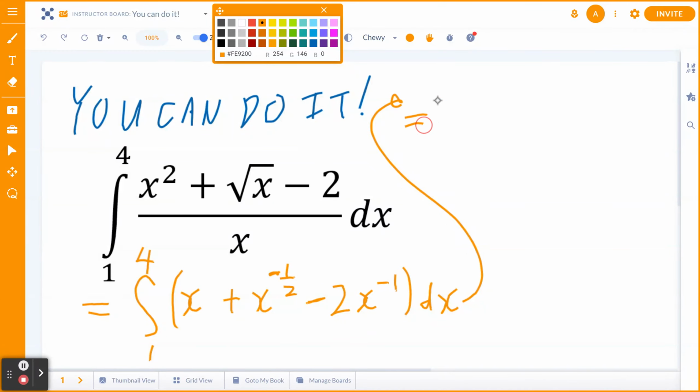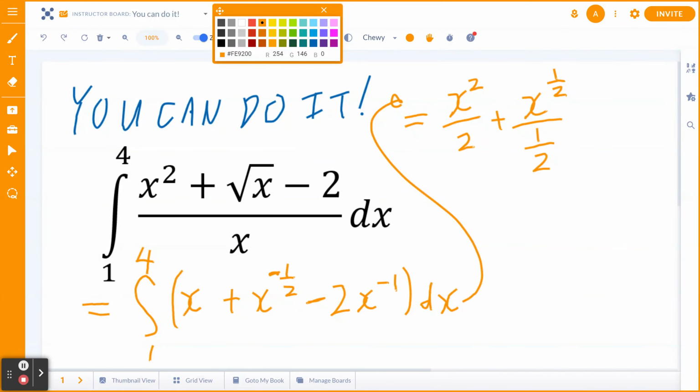When you keep going, the antiderivative of x is going to be x squared divided by 2. When you find the antiderivative of x to the power of negative half, add the exponent by 1. So in this case, negative half plus 1 is going to be half. And you divide by the new exponent. And of course, don't forget the plus sign.